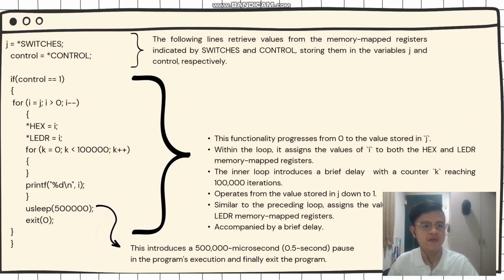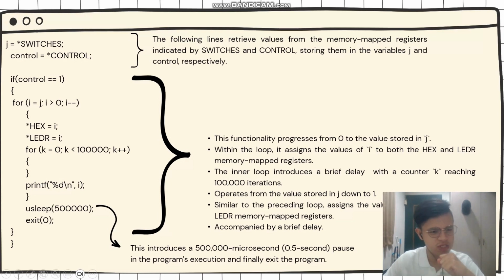And then next we have this next code. These j, switches, and control are to retrieve the value from the memory map registers, which we can call the switches and the control, from the hardware, and then storing them in the variables j and control respectively.